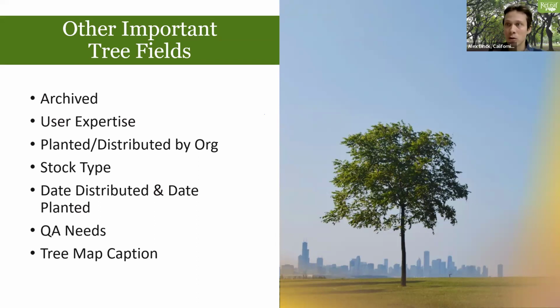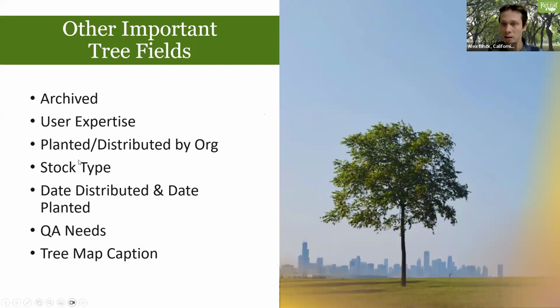Next is planted or distributed by our org. This is basically trying to get at, is this a tree that we've planted or planned or we're heavily involved in getting in the ground in some way? Or is it a tree that we're just tracking for some other reason? So it could be that you're looking for a specific pest in your community and you're collecting data on all the mature oak trees. You weren't involved in the planting. You can put no for that. Otherwise, if you did plant it or you were involved, you put yes.